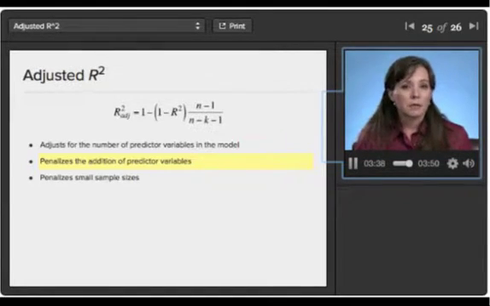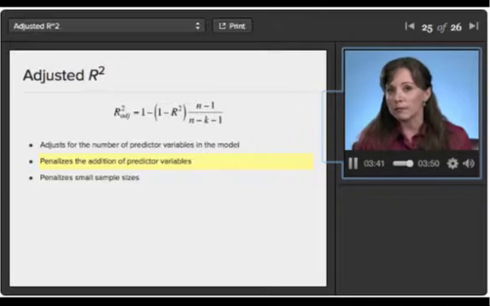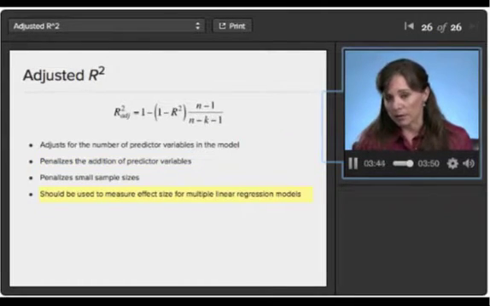But in any case, we would want to use the adjusted R square as our measure of effect size for a multiple linear regression model because it will adjust for the sample size and the number of predictors in the model.